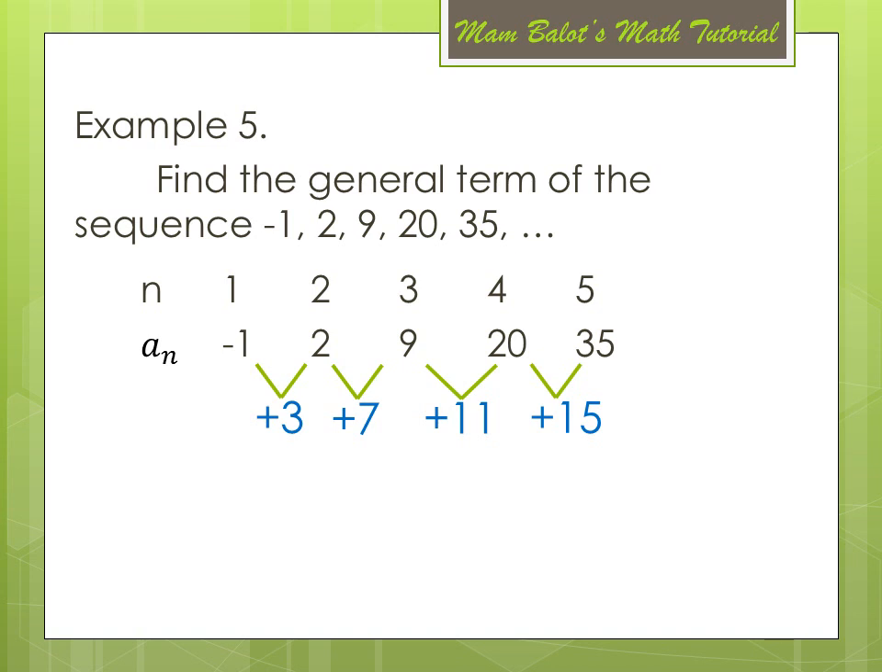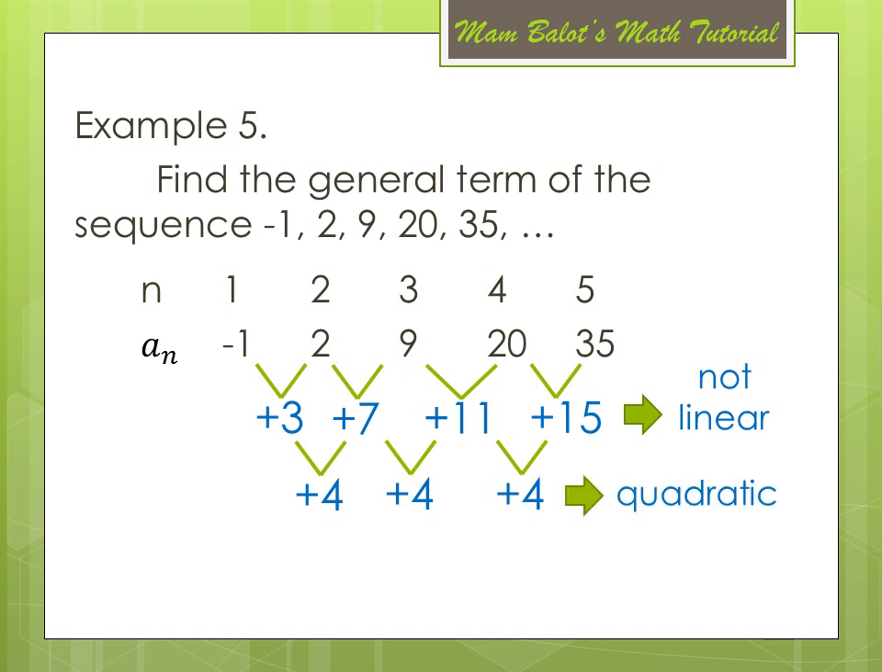So observe that their differences are not constant. Thus, it does not imply a linear relationship. So if we get the second difference, we have now 4, 4, and 4. So this time it is already a constant, which implies that the relationship is quadratic.